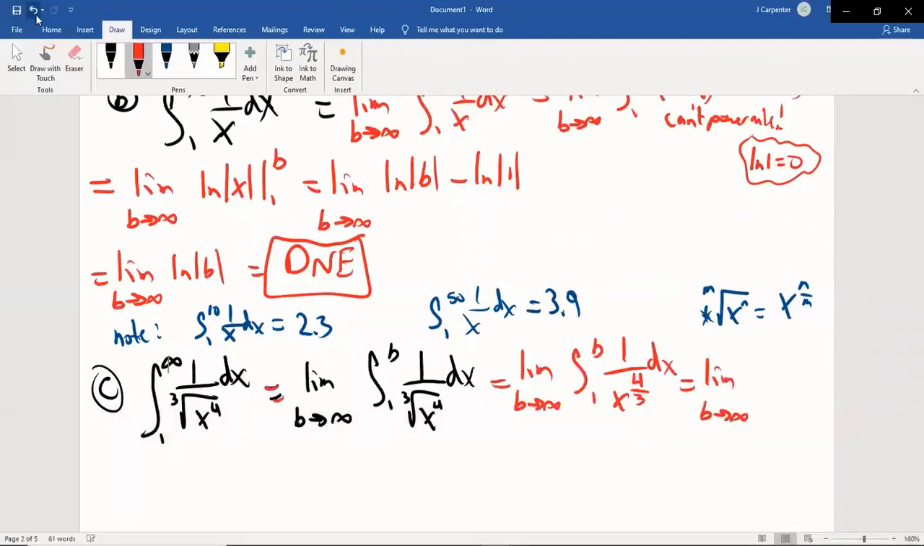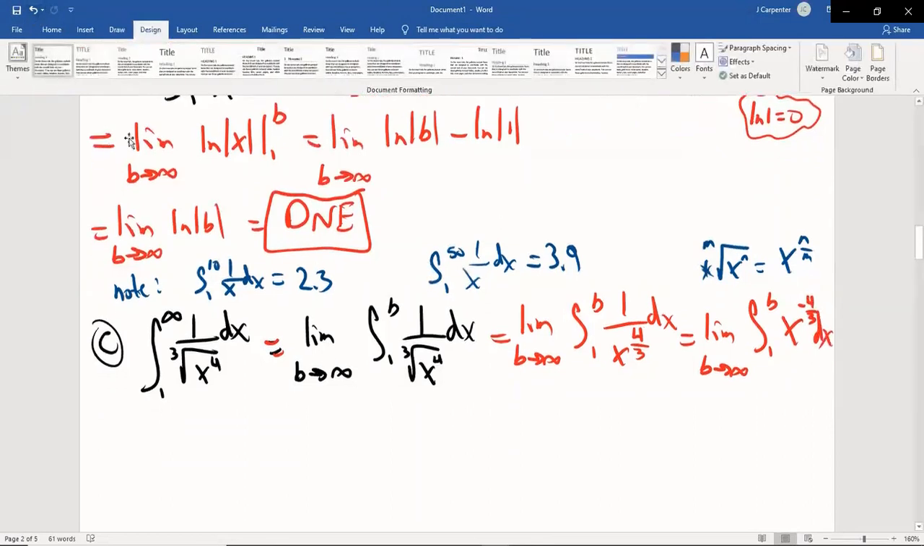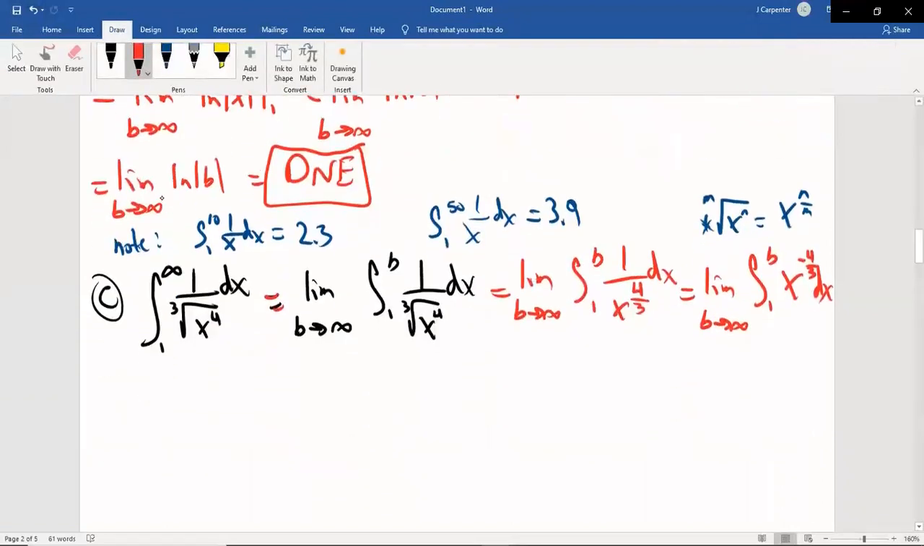Which is the limit as b goes to infinity. We don't like the variables in the bottom to actually integrate, 1 to b, so bring it to the top, x to the negative 4/3 dx. Now we can set this up with our power rule formula. Add 1 to the exponent, divide by the same value. I will show all the detail for this one. So this will be the limit as b goes to infinity.